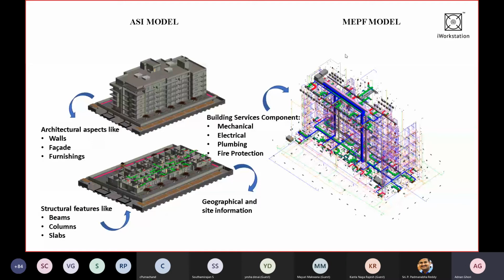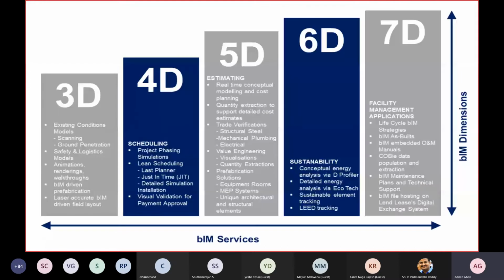You have the different models available, ASI, MEP, and MEPF, where you have different information contained in it. Talking about the dimensions, I hope all of you are well aware about the BIM dimensions. You have 3D, 4D, 5D, 6D, and 7D. 6D is basically when we link the model with respect to energy analysis or sustainability concepts, then we call it a 6D model.